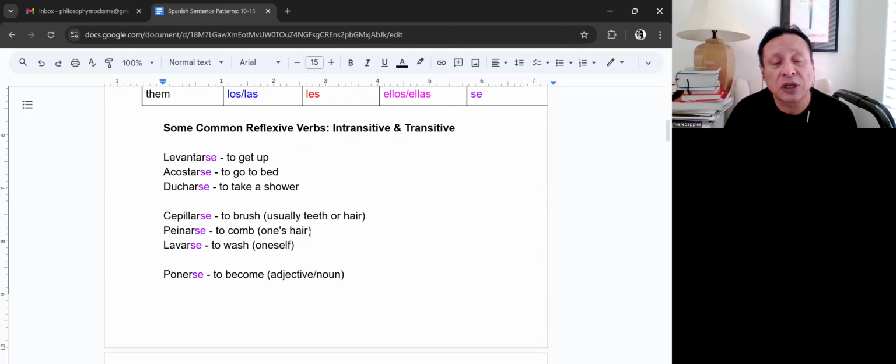So my hair will be the direct object. And I washed my car. My car will be the direct object. But you can also obviously wash yourself. And then we wouldn't need to say it because the se means that the subject did it to himself or herself or themselves, right? Okay, so, and then poner is to become. It has a special use, and we'll talk about that. This is the last pattern we'll see.